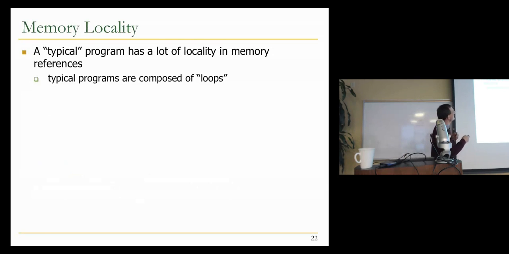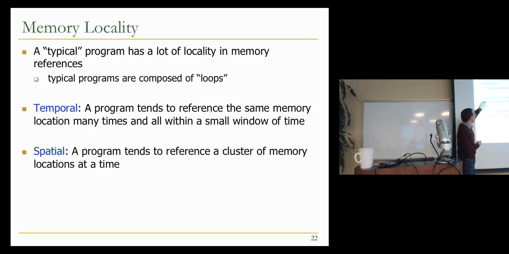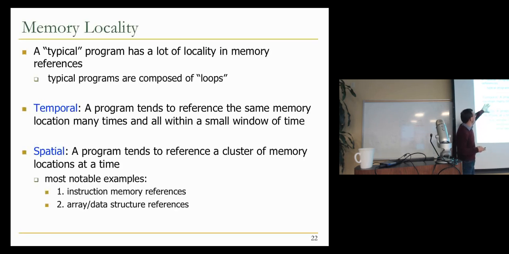Memory locality exists because a typical program is composed of loops. So you iterate over the loops, and you do very similar things. Temporal locality means that a program tends to reference the same memory location many times, all within the same small window of time. So for example, if you're using a value from the stack, and you keep reusing it, you have good temporal locality. Right? Registers work because temporal locality exists. Spatial locality: a program tends to reference a cluster of memory locations at a time, memory locations that are close by to each other in memory space. And both of these lead to caching, basically.